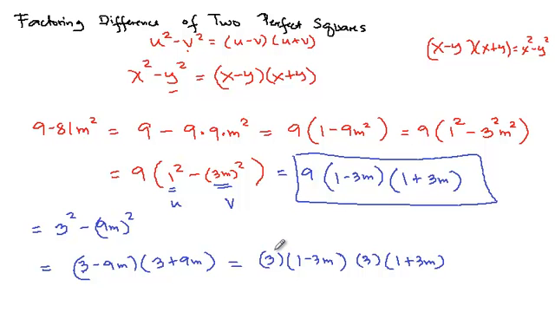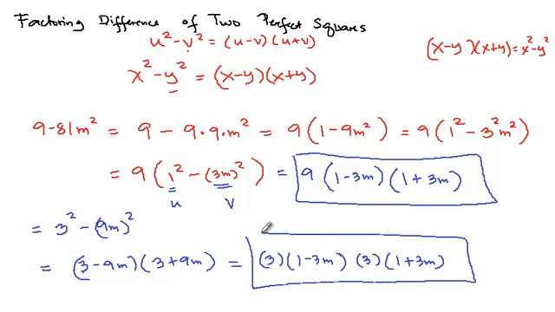Since they are constants, you should multiply the constants. So 3 times 3, that's 9. So you'll get the same result. That's 9 times 1 minus 3m times 1 plus 3m. So the best is if you can take out the common factor right away. If not, then that's fine. So I think that's it.